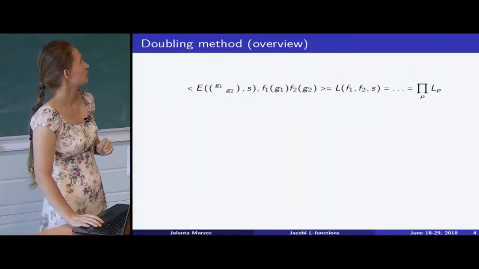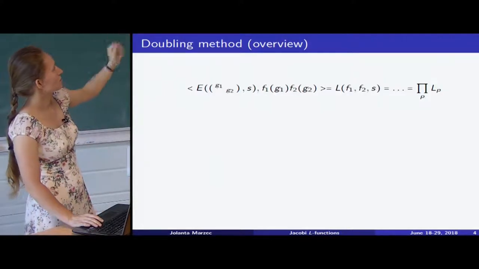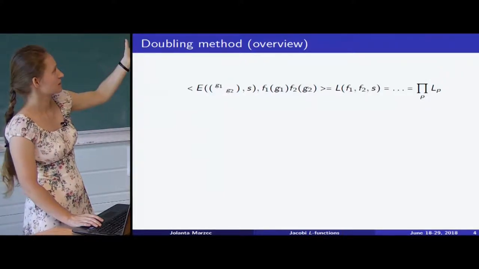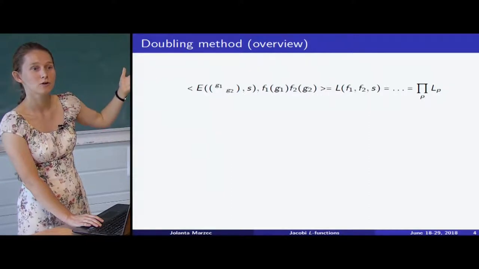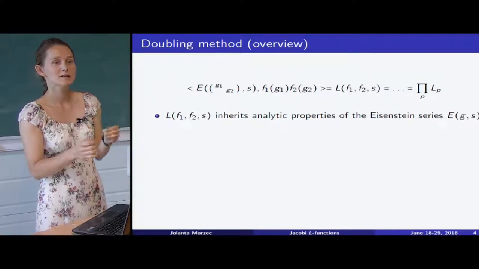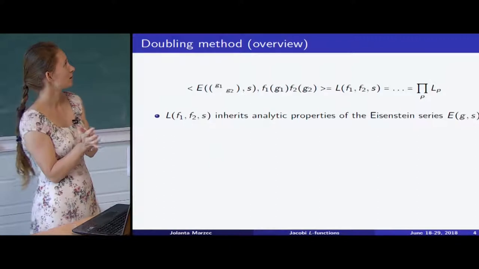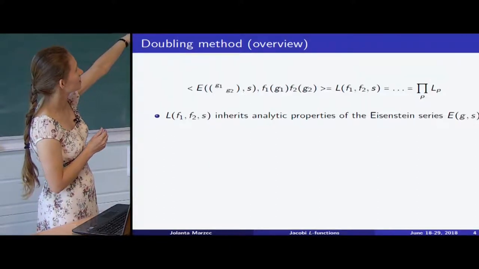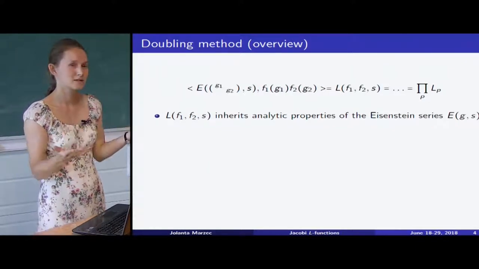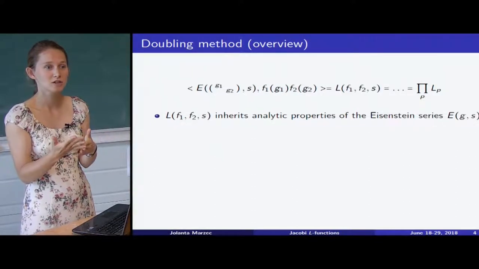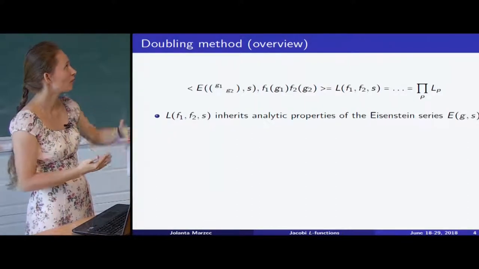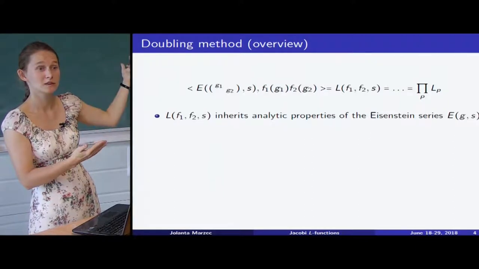But then why is this useful? So we computed an inner product of Eisenstein series against two cusp forms. This is an L function, and it possesses an Euler product. But now, if you look at this expression, you will see that analytic properties of the L function really depend on the analytic properties of the Eisenstein series. So if we are able to show that Eisenstein series has meromorphic continuation, if we have some information about its poles, then we can carry this information over to the L function just because we have this equality.